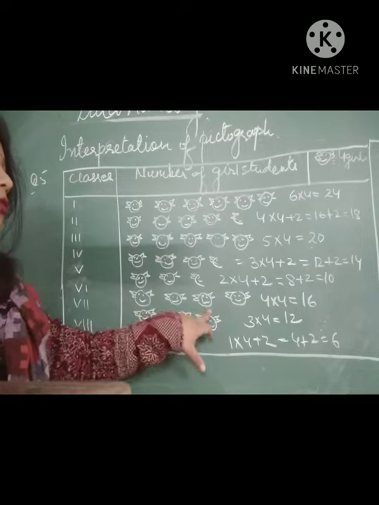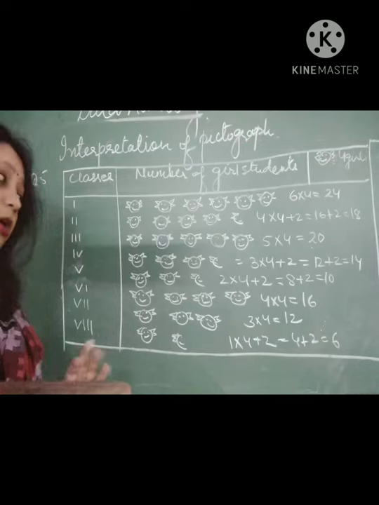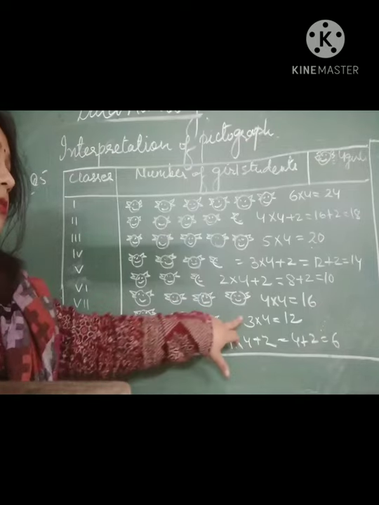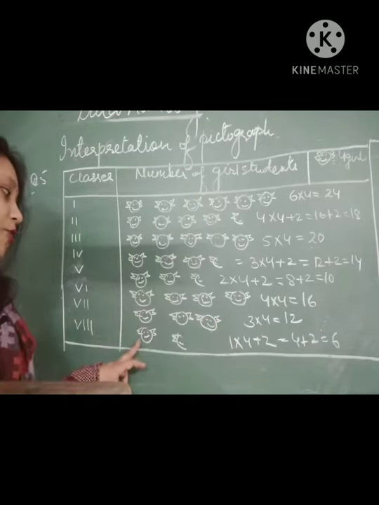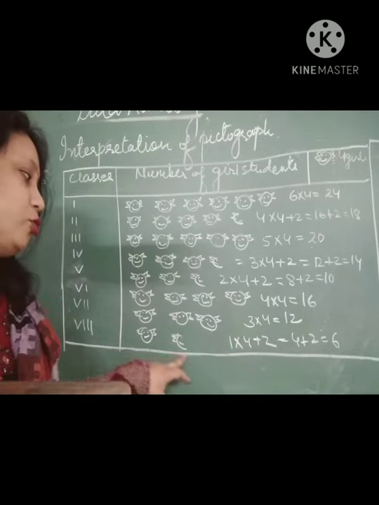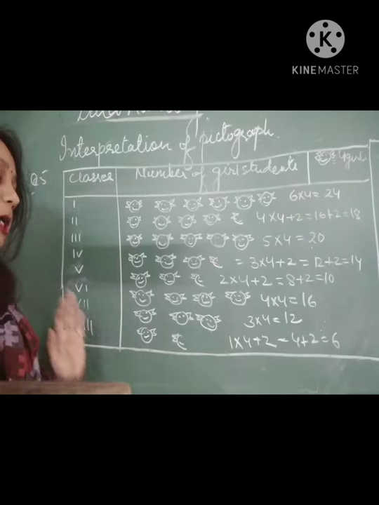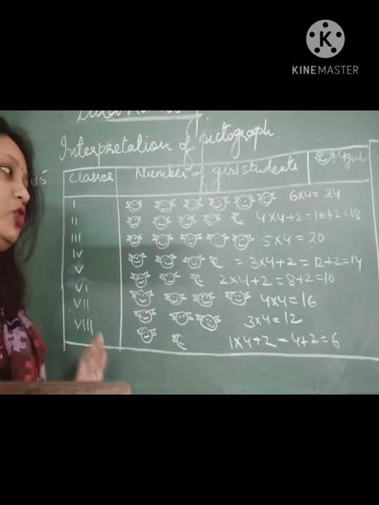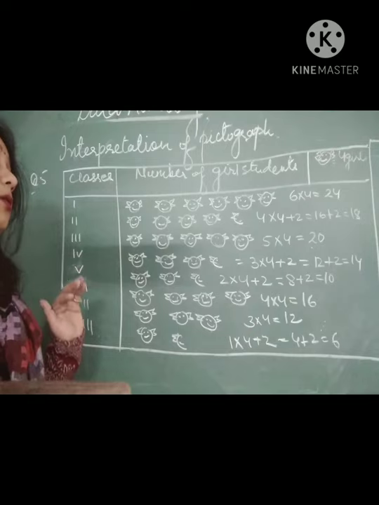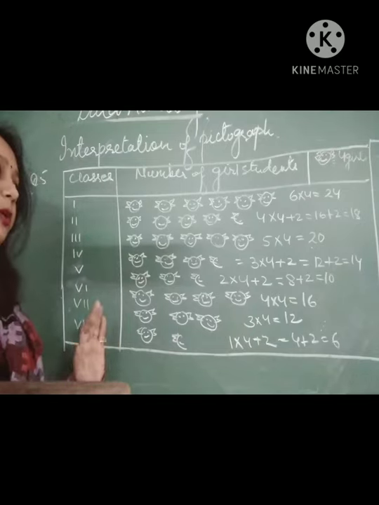1, 2, 3, 4, for 4 complete pictures, multiply 4 by 4. For 3 complete pictures, multiply 3 by 4. For 1 complete picture, multiply 1 by 4 and add 2 for the half picture in it. In this way, we can interpret the pictograph to get the data from the pictograph.